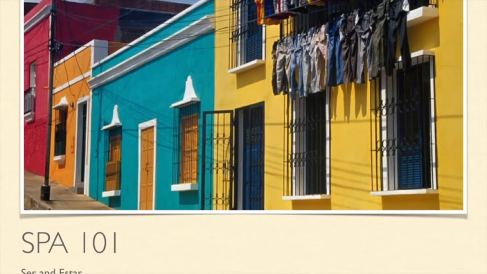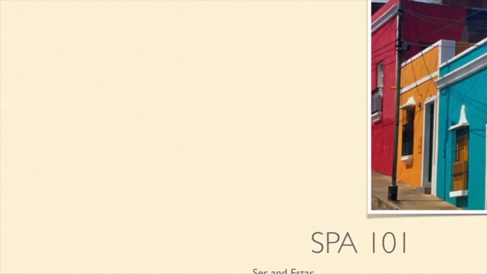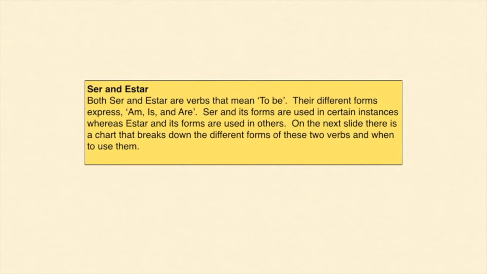Ser and estar. Both ser and estar are verbs that mean to be. Their different forms express am, is, and are. Ser and its forms are used in certain instances, whereas estar and its forms are used in others.